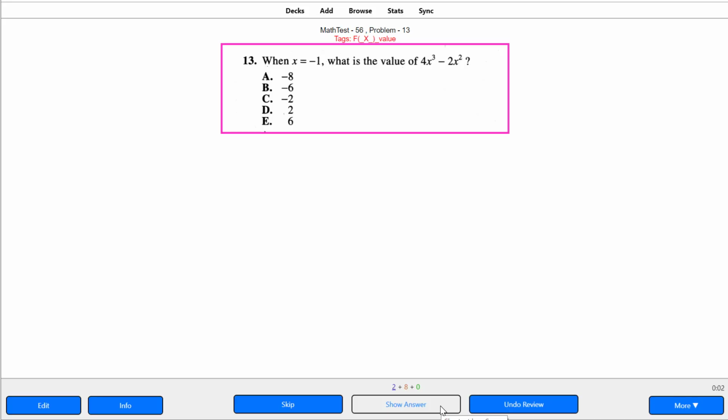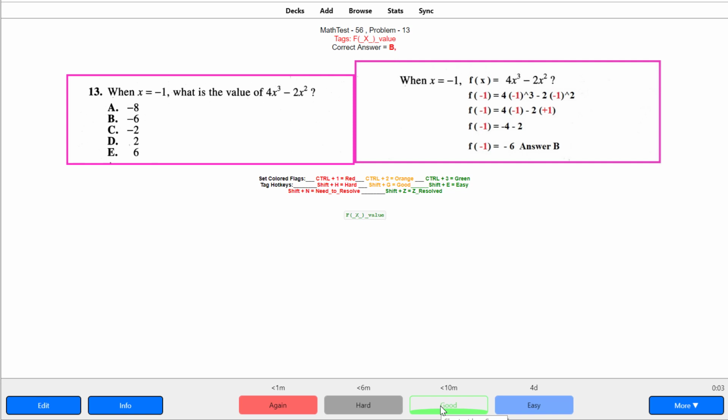Number 13, we almost have the same type of situation. When x is equal to negative 1, we're asked to calculate 4x cubed minus 2x squared. For every x, we plug in a value of negative 1 and just calculate the f of x value. So in this case, it's equal to negative 6.